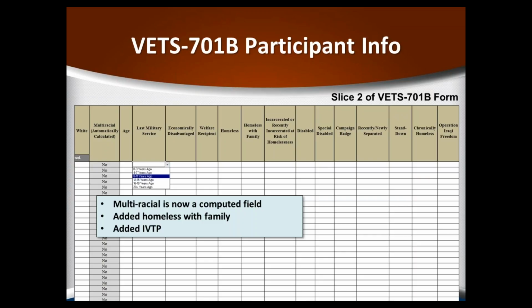It also gives you an example here of the drop-down box. You can see it in the form itself. On this form, we've also added in homeless family with family as a data element, and added in IVTP. The one for female homeless veterans, we already correct for gender, so that's how that data indicator is being flagged. Next slide, please.